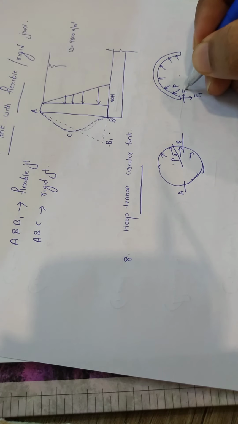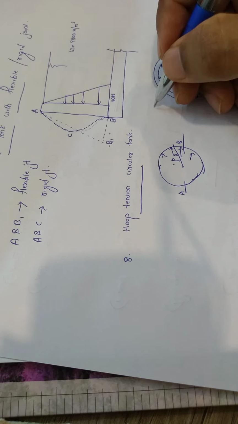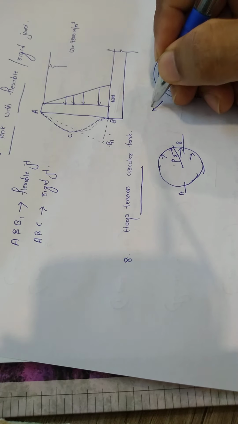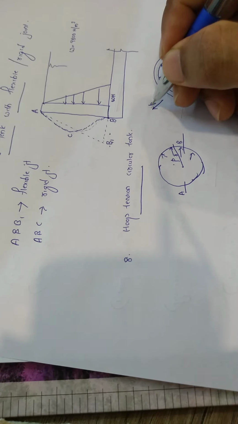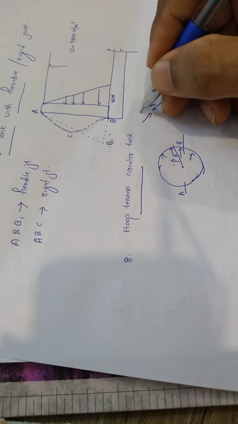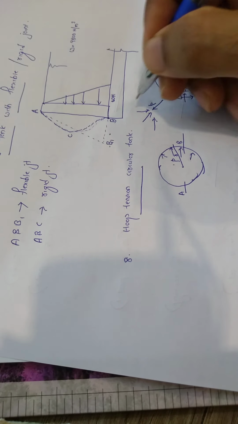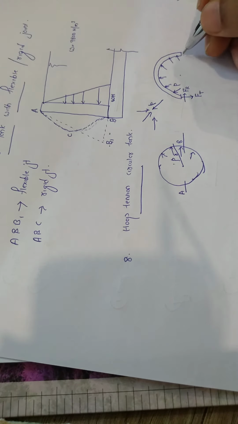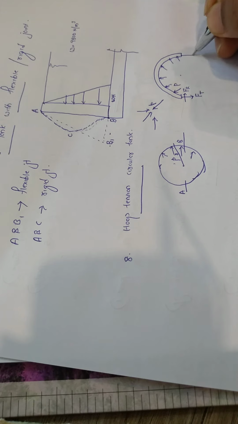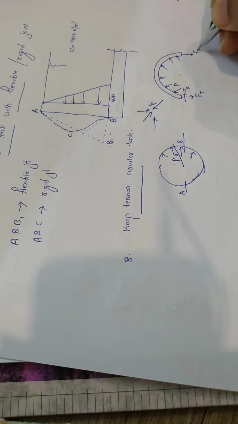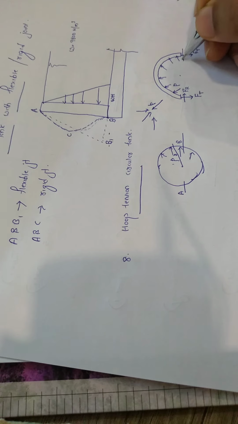Why are Ft and Fr like this? Because our pressure is like this, and the resisting force will be like this. If I take the component, I get Ft and Fr. Similarly, at this point we get an Ft over here. This is the tangential component, and this is the radial component, which is Fr.